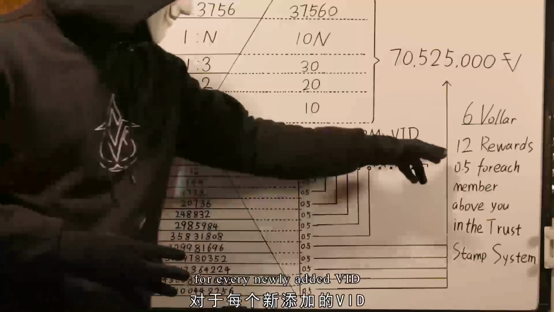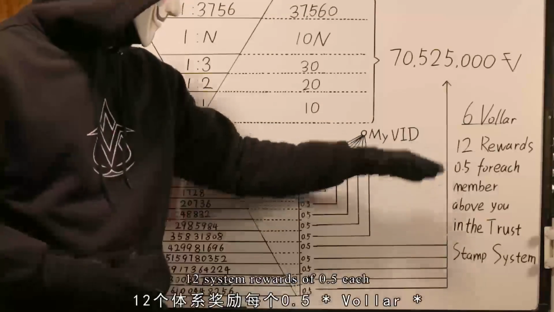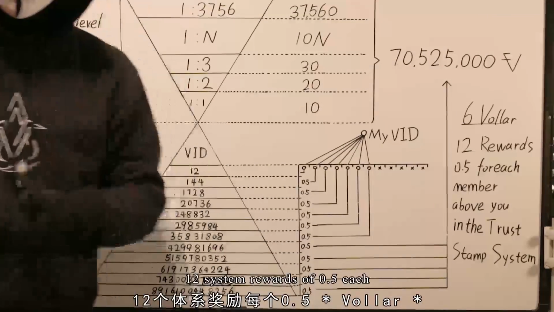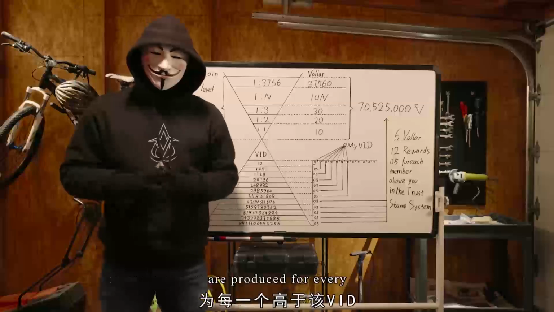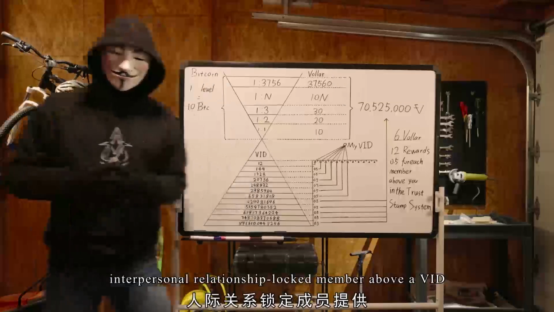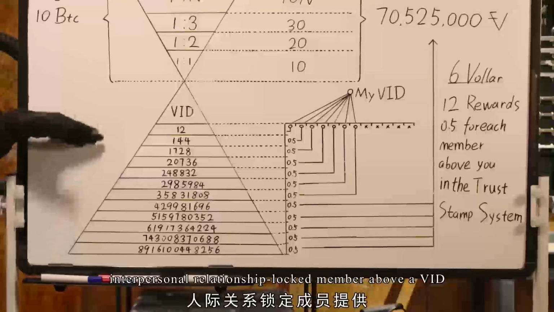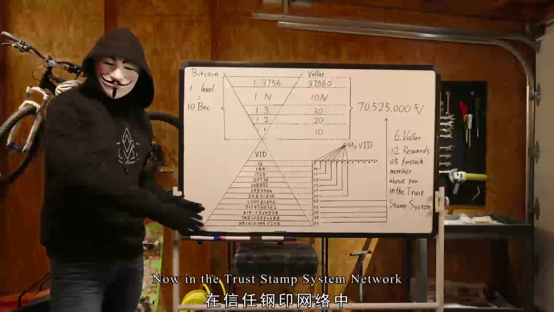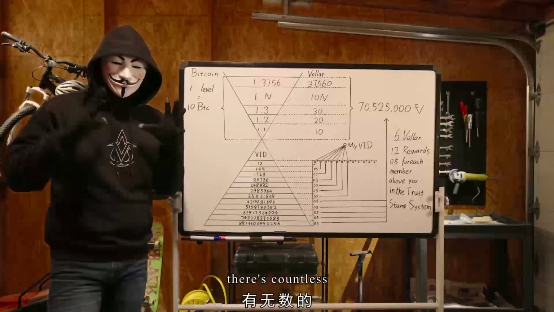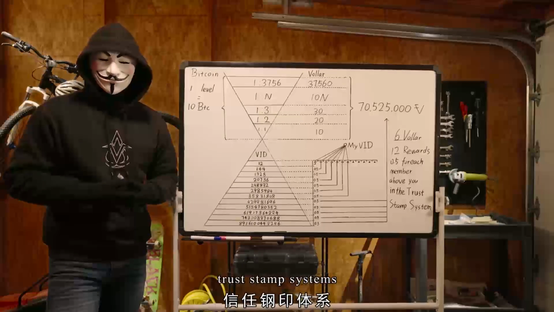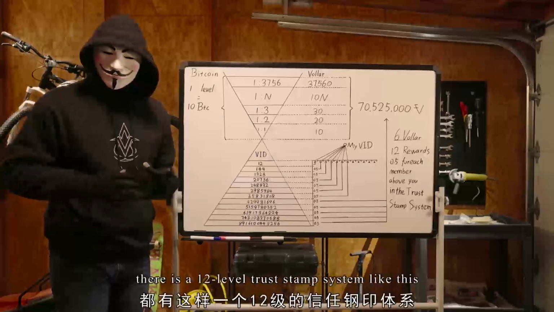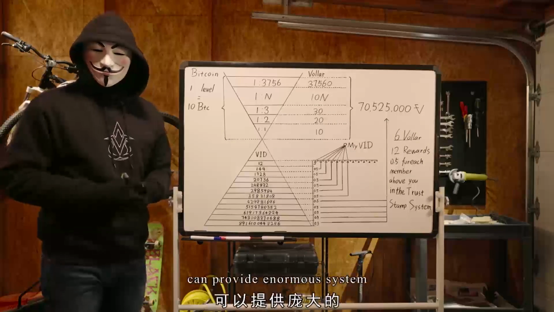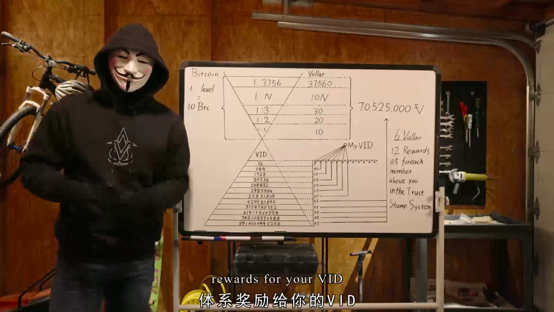Now, what are the unclaimable trust stamp system rewards? For every newly added VID, 12 system rewards of 0.5 each are produced for every interpersonal relationship block member above a VID in the trust stamp system. They get 0.15 Volar. Now, in the trust stamp system network, there's countless trust stamp systems. And under each VID, there's a 12-level trust stamp system like this. And every level can provide enormous system rewards for your VID.